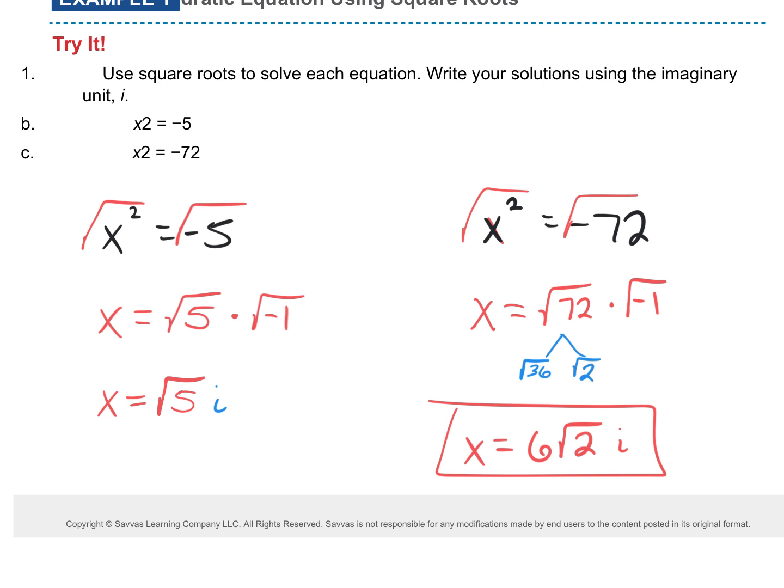Looking at that habits of mind question right below number 1, it says, how do you know that the solution to the equation x squared equals negative 5 must be an imaginary number? Because there's a negative, right? If you take the square root of a negative number, that's an automatic imaginary number. Okay, good job.